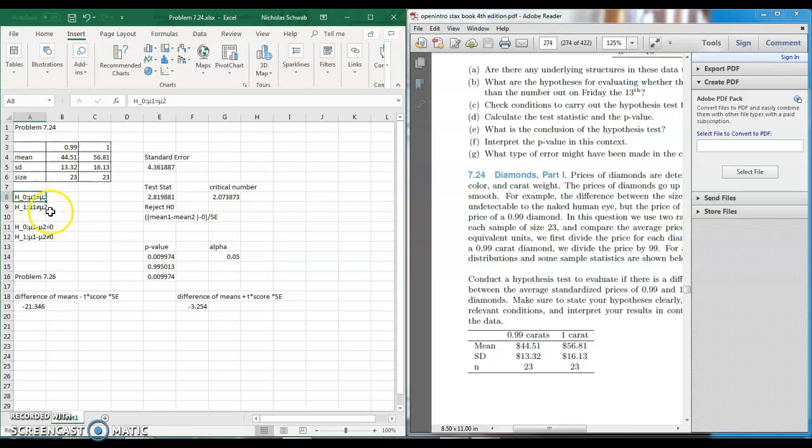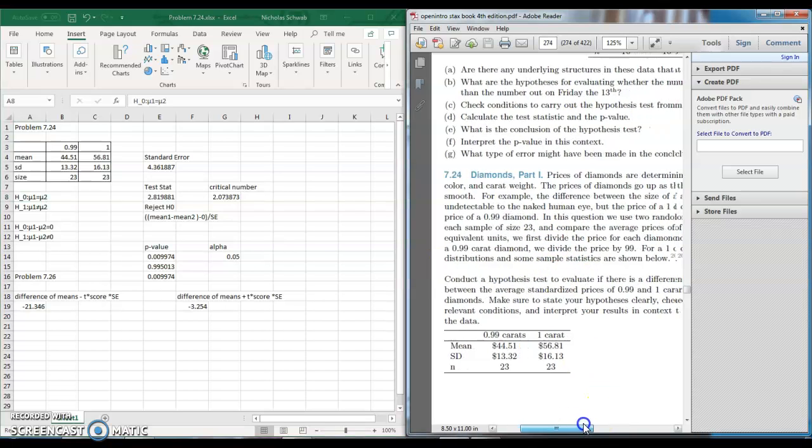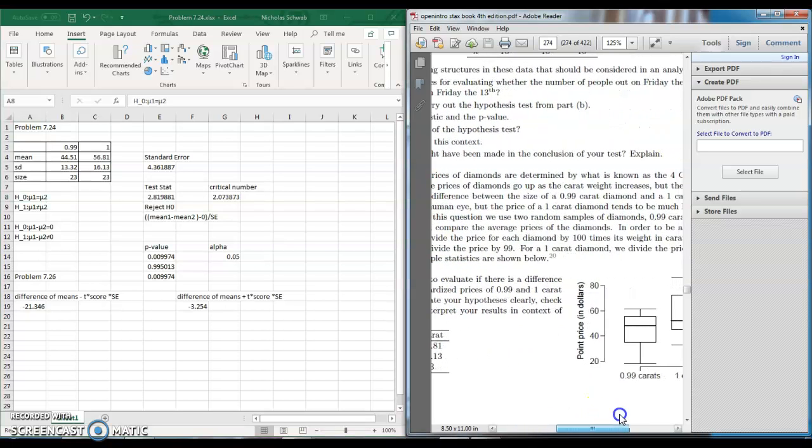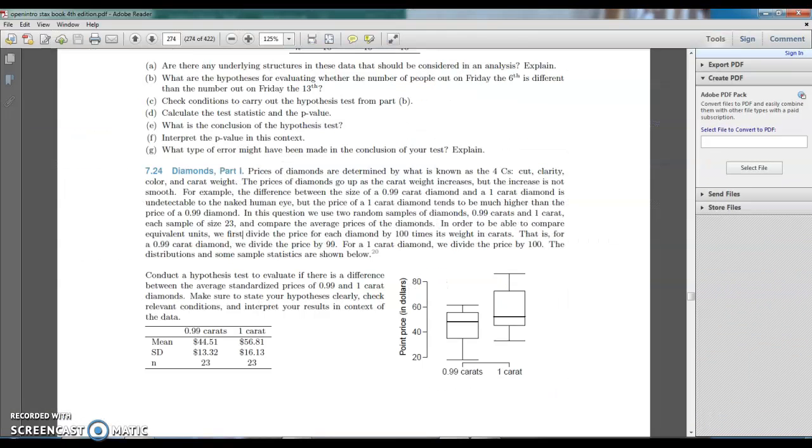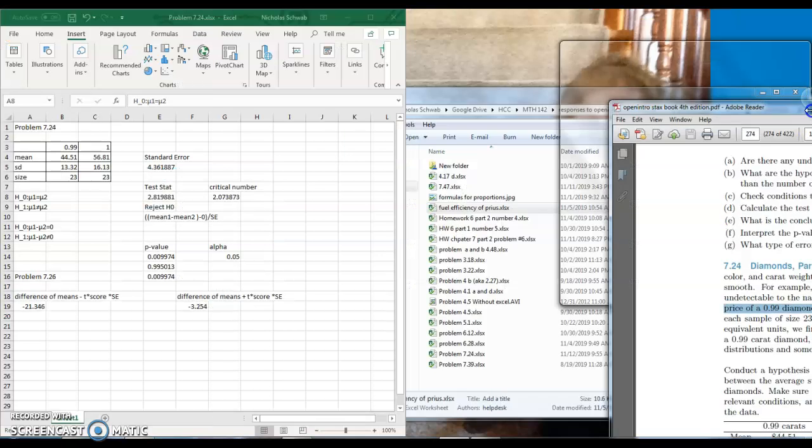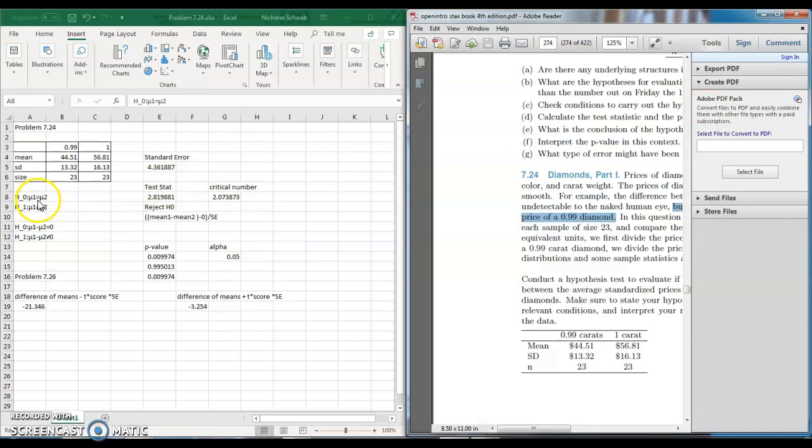This problem is kind of funny because it actually tells us right here, in the second line, that they're going to be different, right? It says, for example, the difference between size of 0.99 carats and 1 carat diamond is undetectable to the human eye, but the price of 1 carat tends to be much higher than the price of 0.99 carats. So this sentence right here tells us that the null hypothesis is not going to be true. But we can't just finish. We'll actually go through the whole hypothesis test.